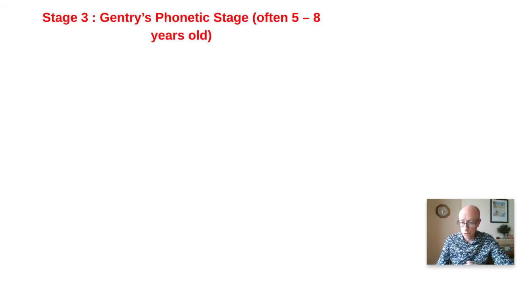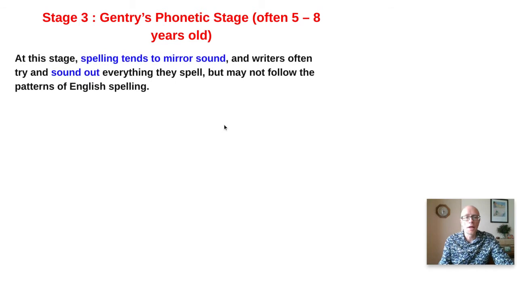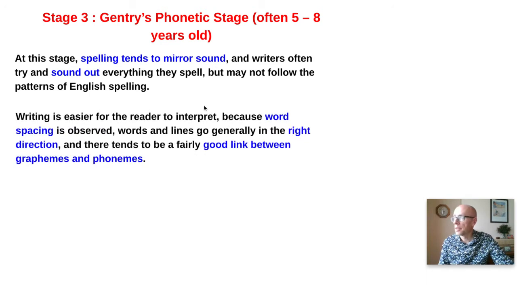Let's move through to the next stage. This is, logically enough, the phonetic stage. Notice the years on how old the children are here, there's some contamination there, some mixture between them. These are very, very rough years. So obviously at this stage, as it says on the tin, spelling tends to mirror sound. So writers here are sounding out everything that they spell. So what you're going to get are some logical patterns, but it may not be standard English.